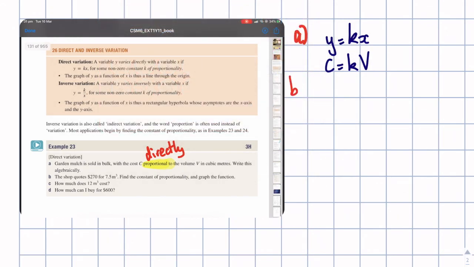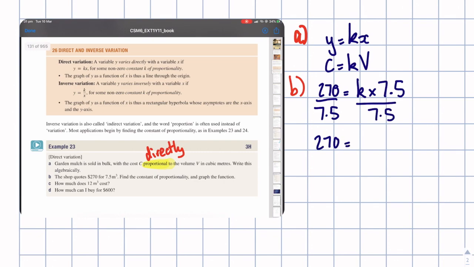Let's have a look at question B. K we don't know yet, but B is going to help us out. They've told us that the shop quotes $270 for 7.5 metres cubed. So we know the cost is $270. We don't know K, but we do know that it's for 7.5 metres cubed. We can find K really easily. We just divide by 7.5. And you've got a calculator, you can tell me this. 270 divided by 7.5, 36.